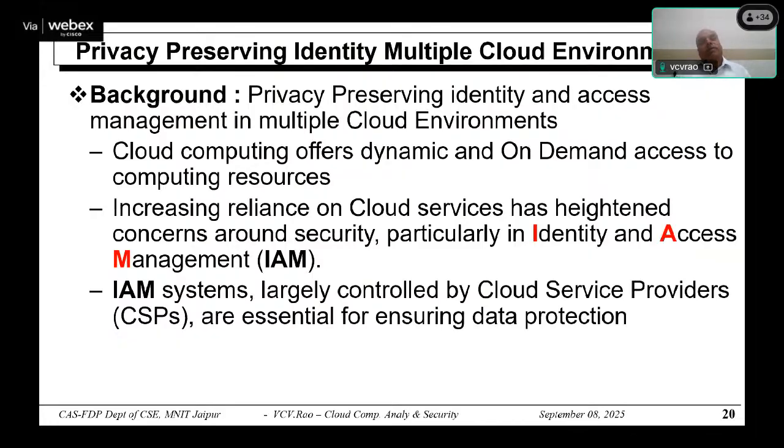So we need to understand privacy preserving identity.